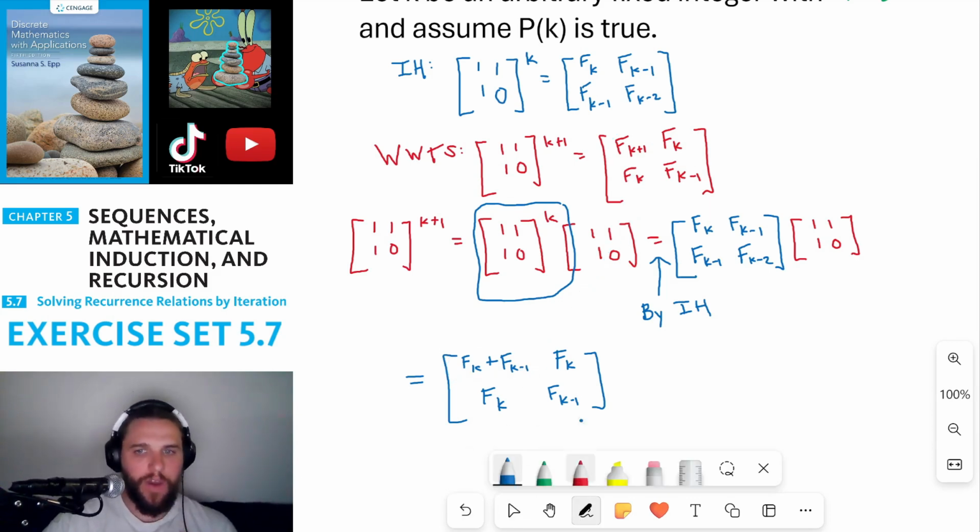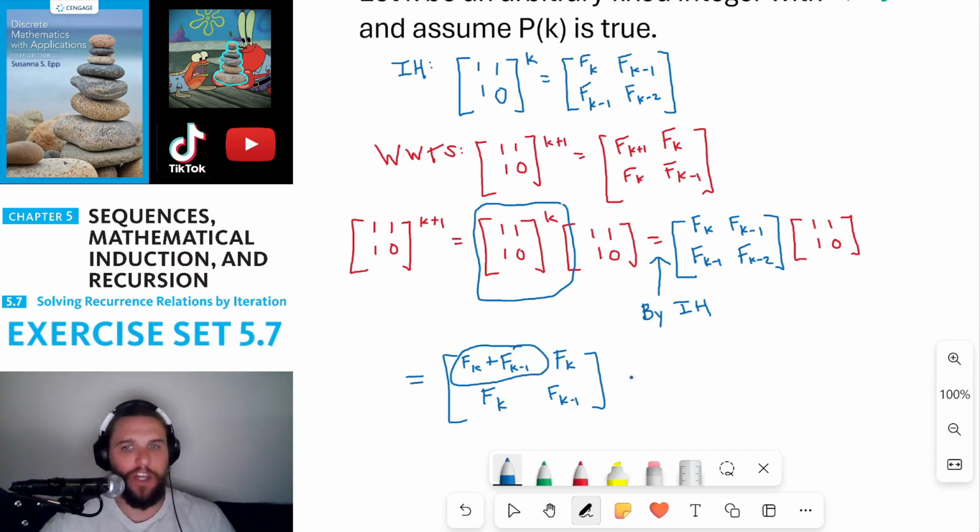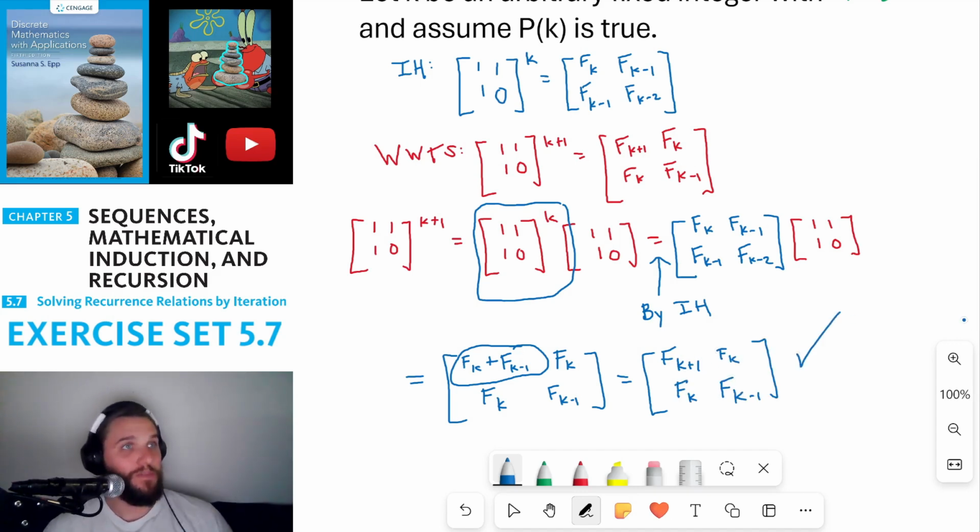The trick, though, is knowing what the Fibonacci sequence is. By the definition of the Fibonacci sequence, if you add any two consecutive Fibonacci numbers, like for example these two consecutive Fibonacci numbers, then you get the next Fibonacci number. So by the recursive definition of the Fibonacci sequence, this is f sub k plus 1. And that proves that P of k plus 1 is true, which means that by mathematical induction, this P of n is true for all n greater than or equal to 2.